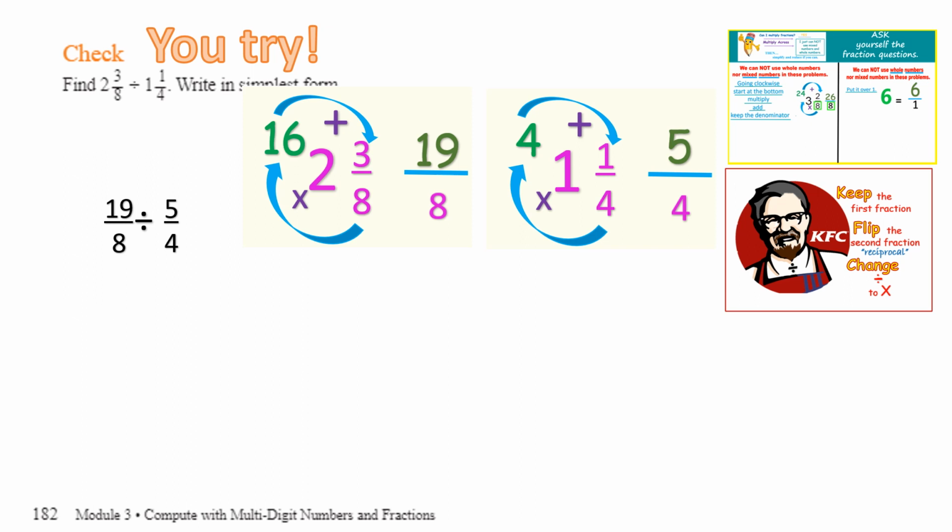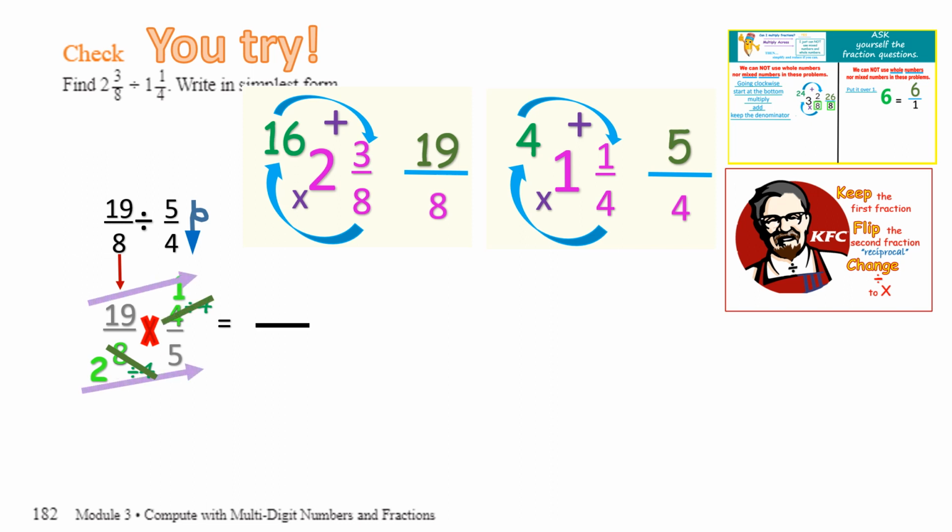You said, well, I can't do that, so I have to KFC it. You kept your first one, you flipped your second one, and then you changed to multiplication. Hopefully you saw that you can cross reduce because 4 and 8 can be reduced with one another. If I do that, then I'm going to reduce by 4. I could do 2's, but then I could reduce by 2's again. So if I do it in one step, I have 8 divided by 4, which is 2, and 4 divided by 4, which is 1.